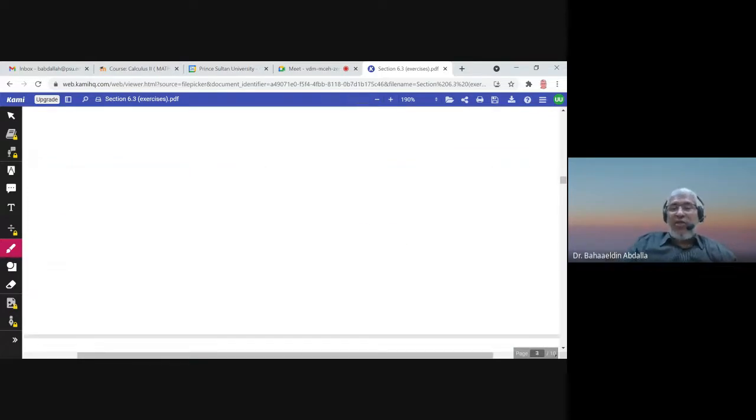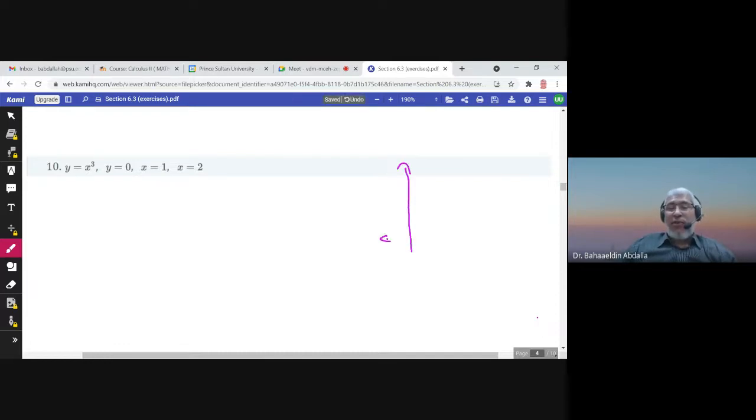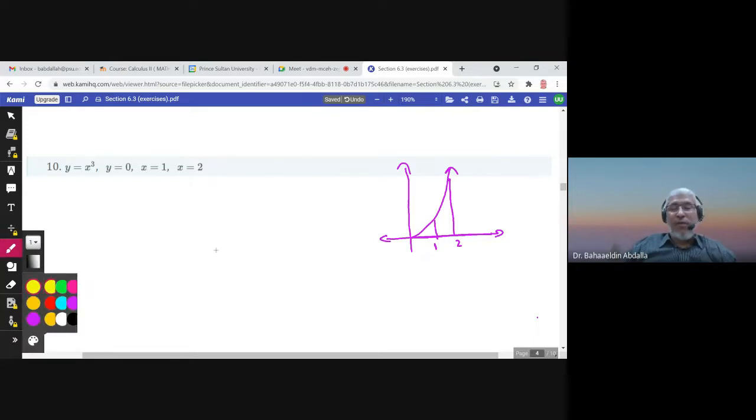y equals x cubed, the rotation is still about the y-axis. y equals x cubed, y equals 0, x equals 1, x equals 2. So where is the region between all of these curves? Yeah, this region. This is y equals x cubed. This is y equals 0. This is x equals 1. And this is x equals 2. So it's this region.